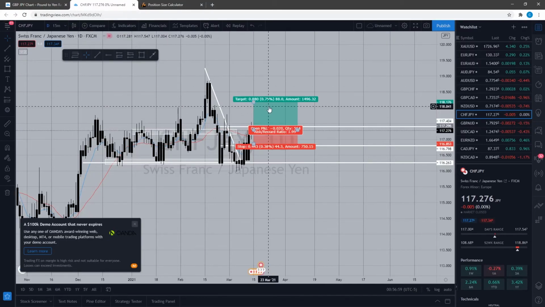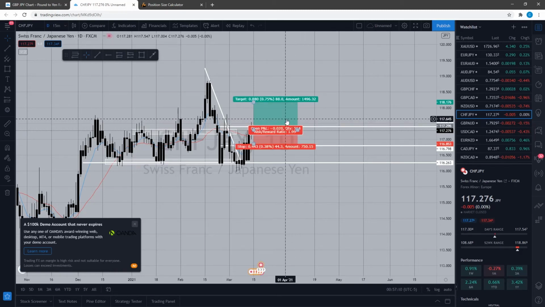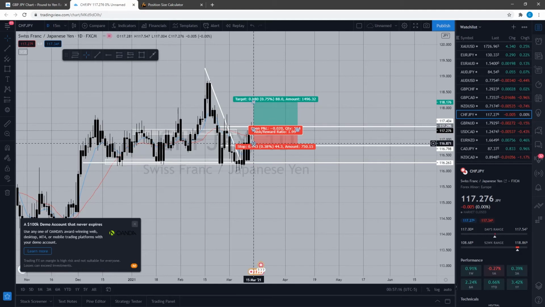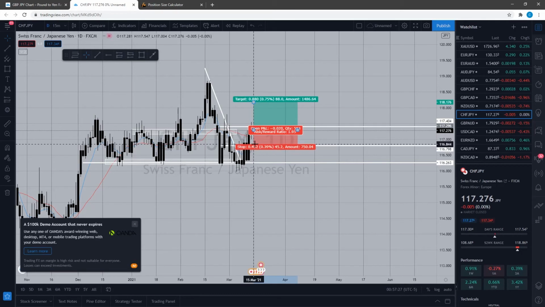And if it does end up hitting your take profit, you'll be gaining 2-to-1. So depending on your account size, depending on how much you risk, you will be gaining X amount. And it should always be more than you're risking. Your stop loss should never be more than your take profit. Never, because at that point, consistency just dies.